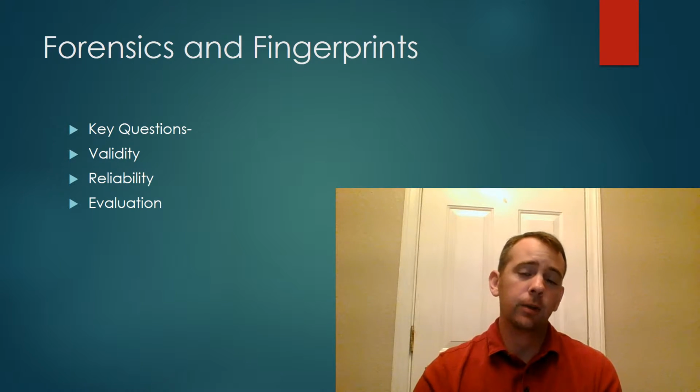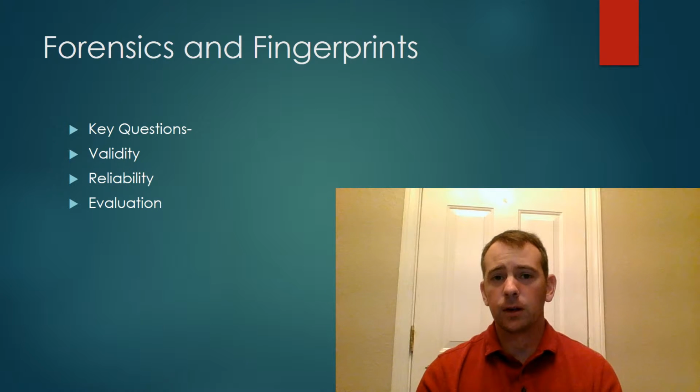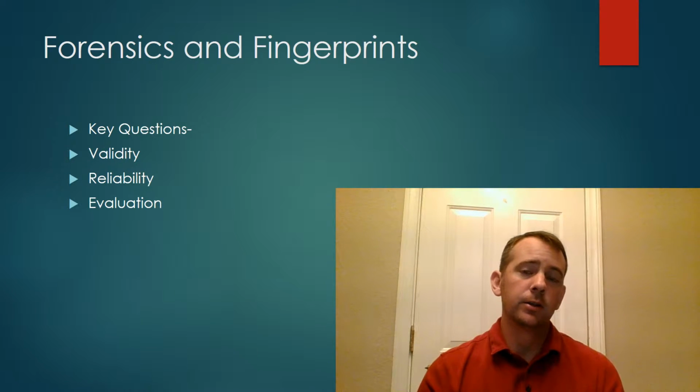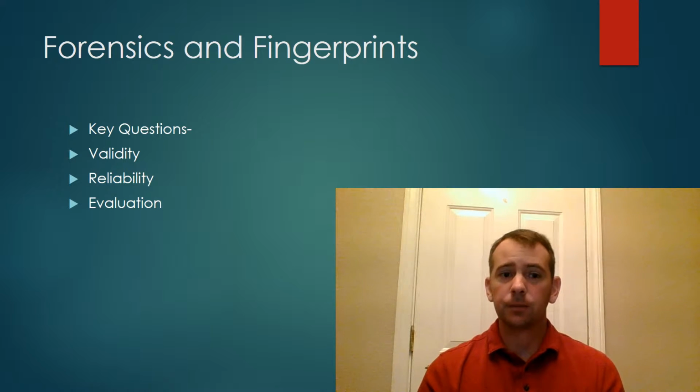Now, three things you need to be aware of, make sure you bear these in mind, are validity, reliability, and evaluation. In academic language, remember validity is how accurate is the result that you get. Reliability is how often you get that accurate result. Do you get the same result every time? And evaluation is your critical thinking component.